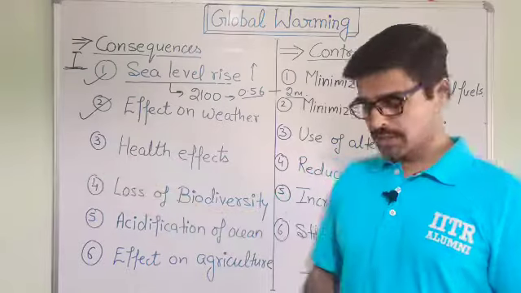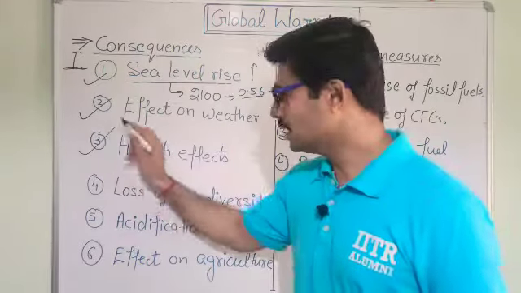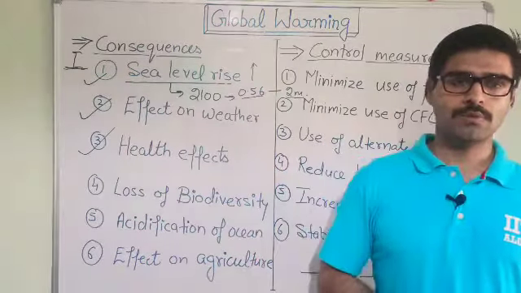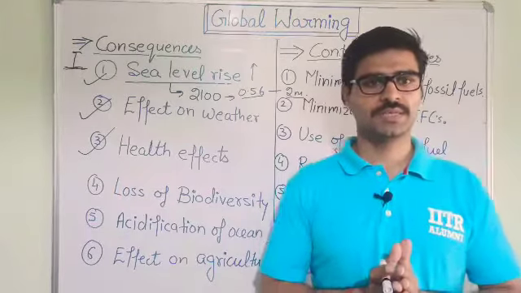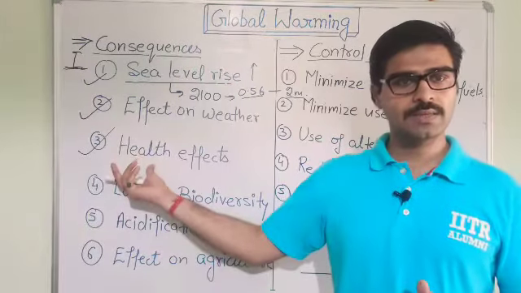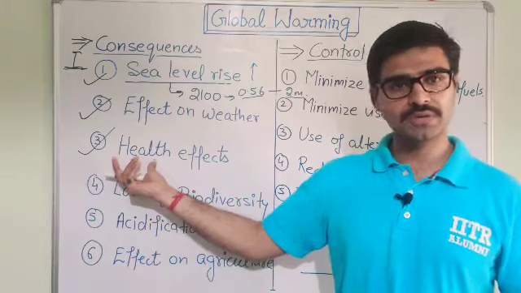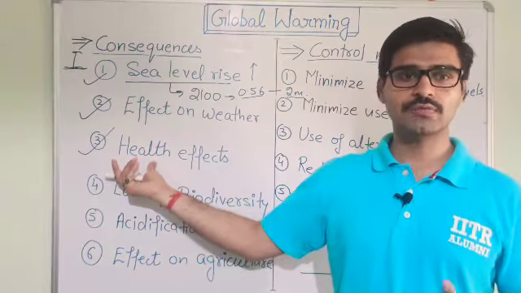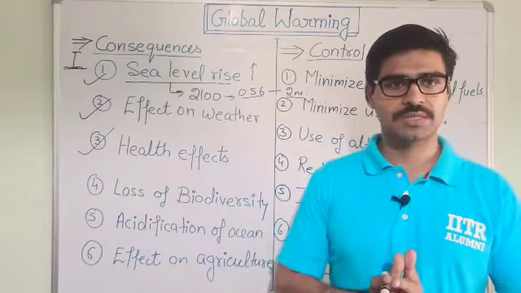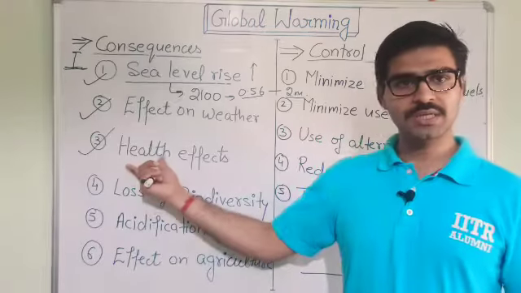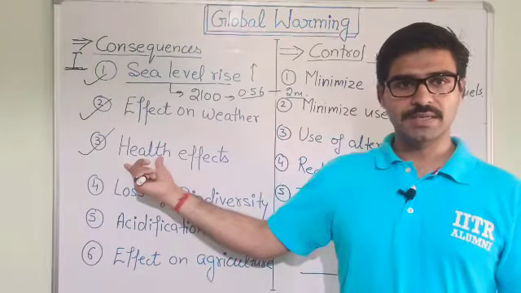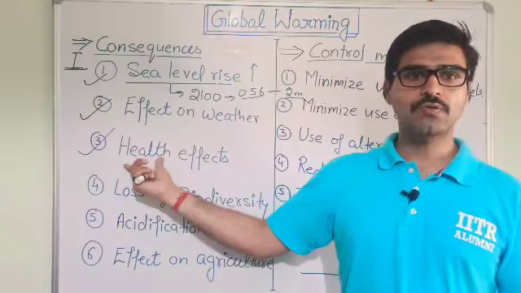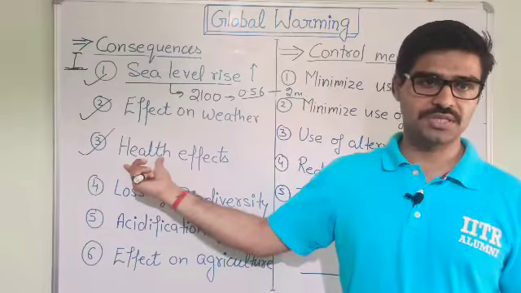Now the third point, global warming affects the health of the human population and also the health of other wildlife species. Due to the increase in temperature, there would definitely be an increase in the spread of more and more infectious diseases.